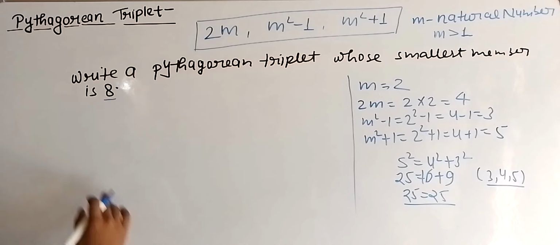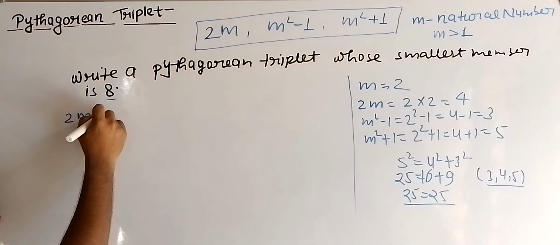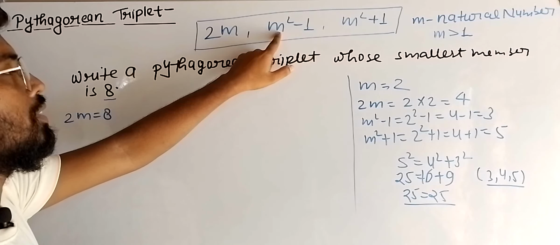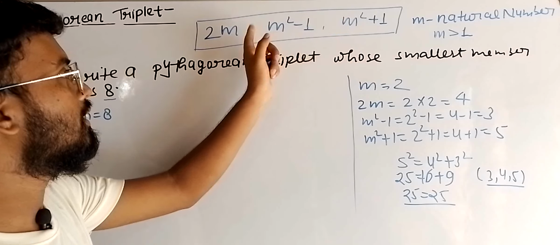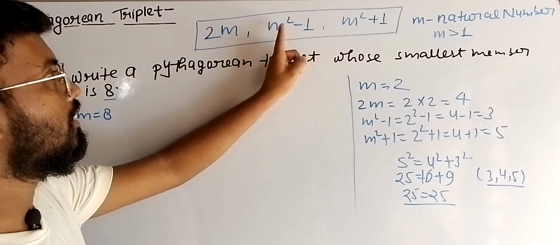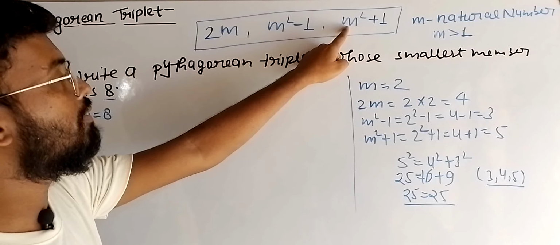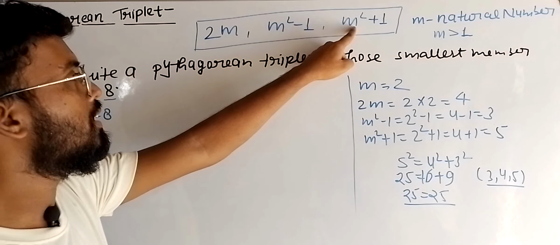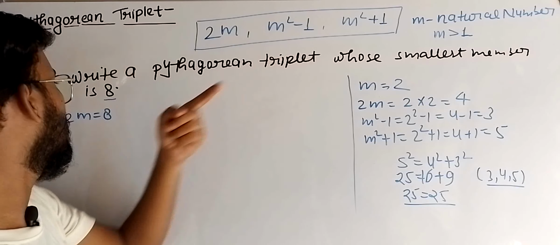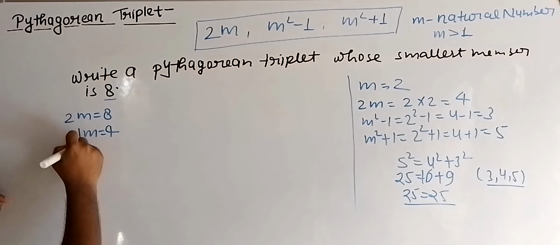So for condition 1, let us take 2m equal to 8, because we know that either this value will be smaller or this value will be smaller. It will be smaller than m square plus 1. Why? Because here we are subtracting 1 from m square, and here we are taking the square of m. So that will be the larger value, and either this value will be lesser or this value will be lesser. So let us check. Then from here we are getting m equal to 4.